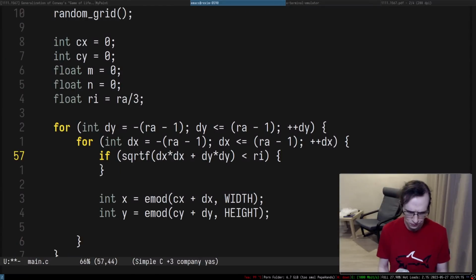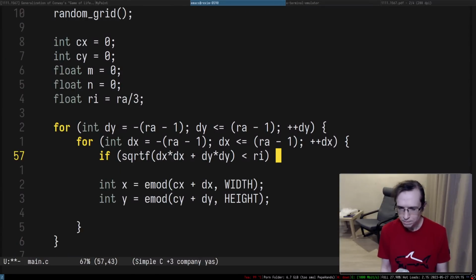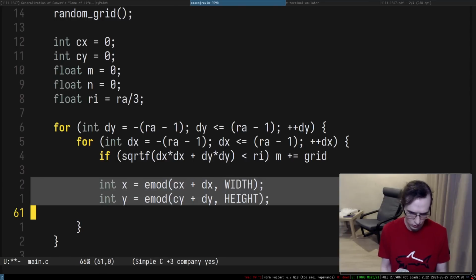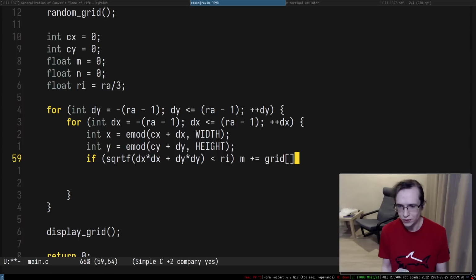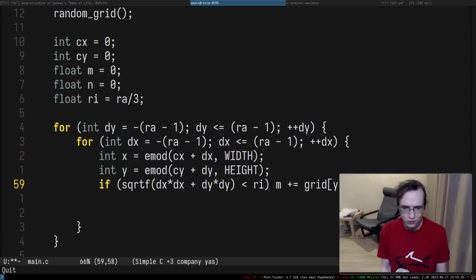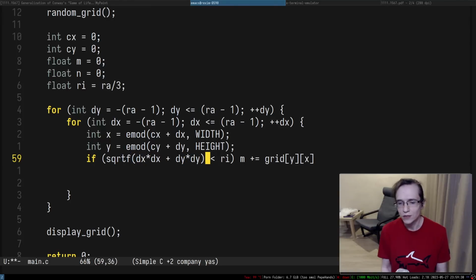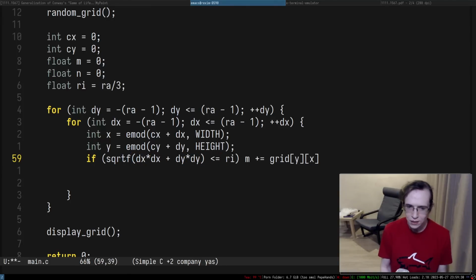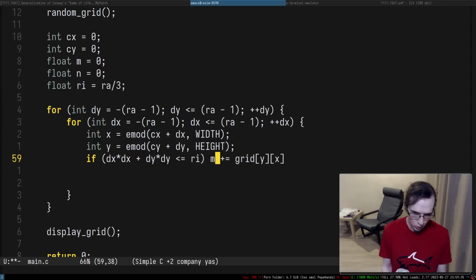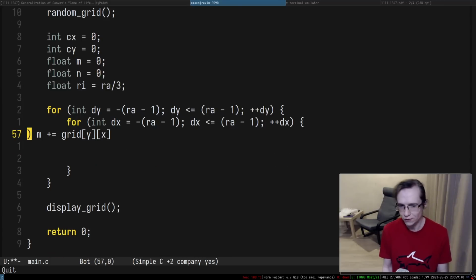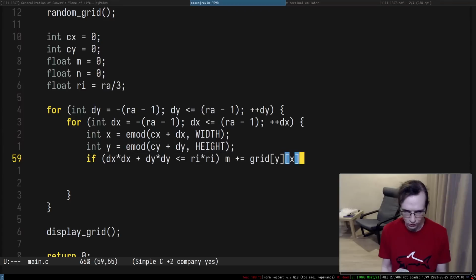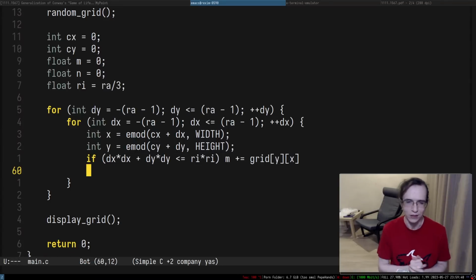All right. So m plus grid, I suppose we'll have to pre-compute this stuff anyway, y and x. But here's an interesting thing, so maybe we want to also make it equal. If we raise both of the sides to a power of 2, we don't have to call sqrtf, effectively making it a little bit faster, right? Because square root is actually kind of a heavy operation, right?